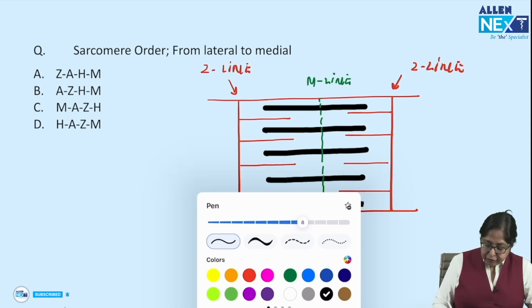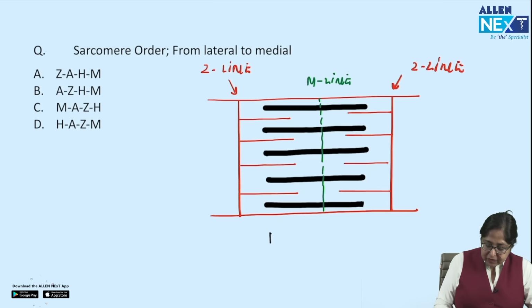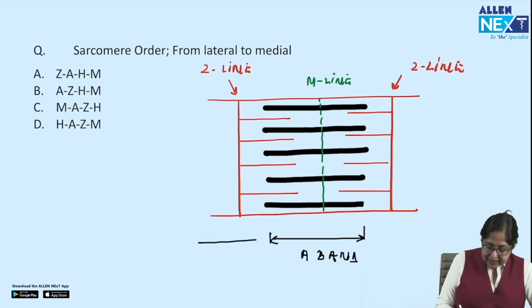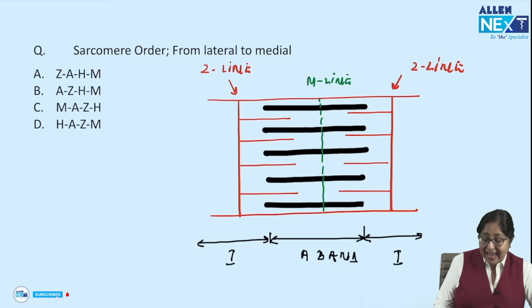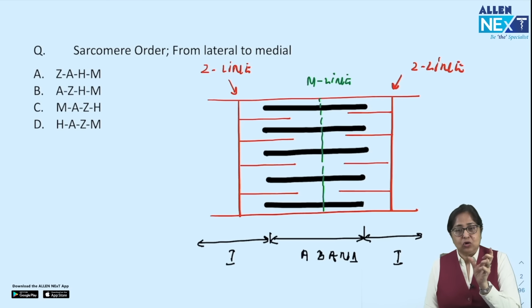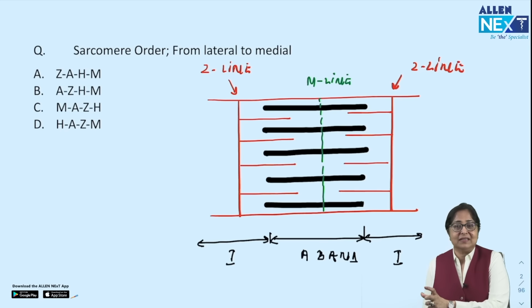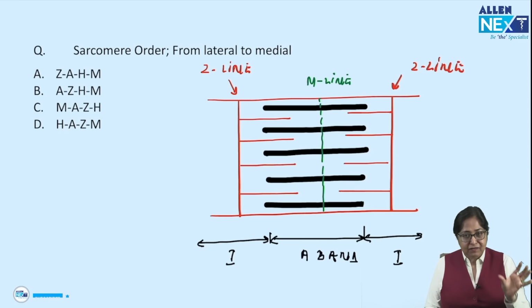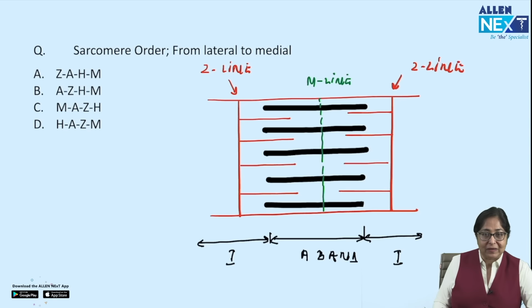Now, extending from this point here to this point is the dark band or the A band. What is the A band? It consists of myosin plus overlapped actin. On either side of the A band is the I band. I band is only actin, but a sarcomere has got half of I band plus the A band plus half of I band, because I band is in two neighboring sarcomeres. Half is in one sarcomere, half is in another sarcomere.